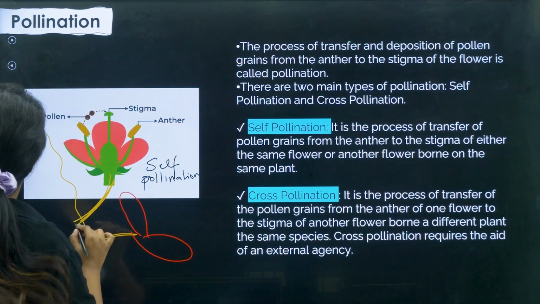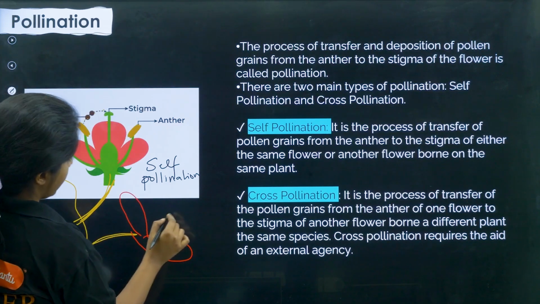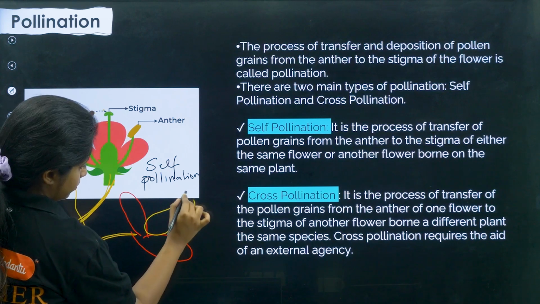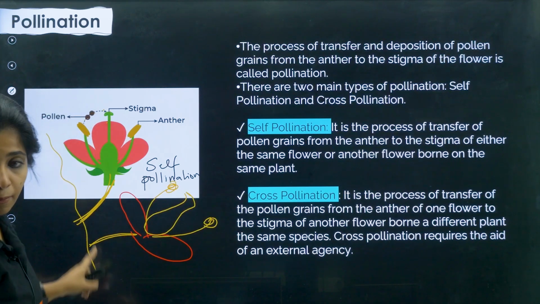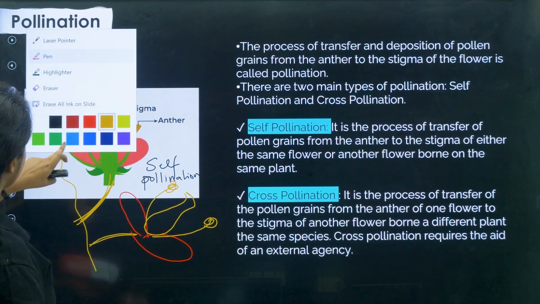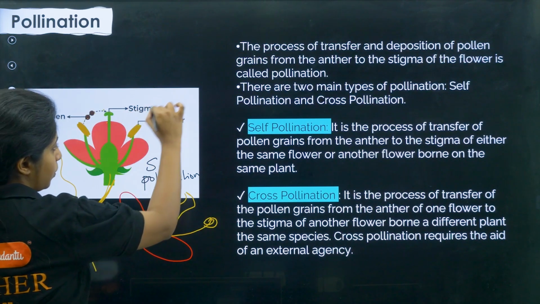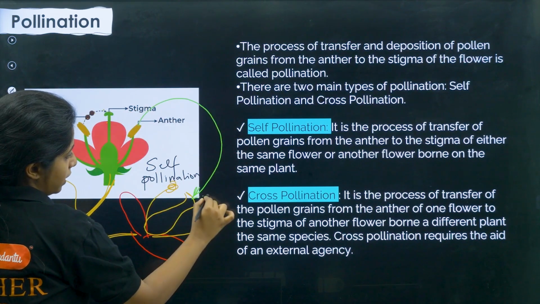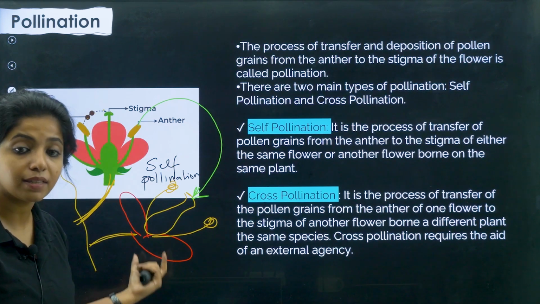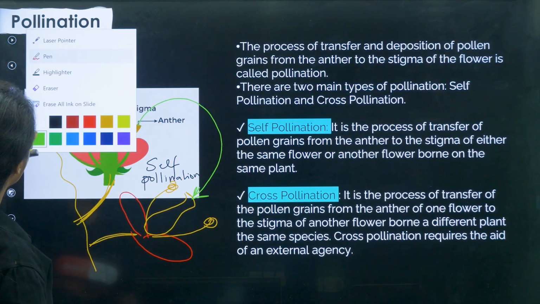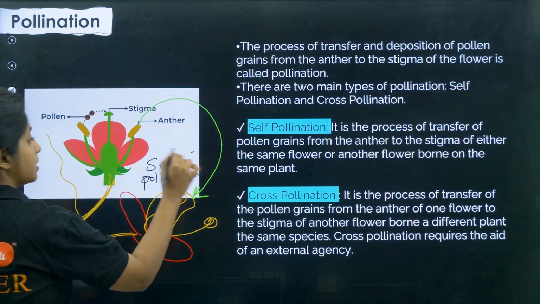Cool. Now, one more scenario I will tell. So, the flower is there. It also has the structures. This is in the same plant itself. Still, from the pollen to the stigma, it is coming and landing. On the same plant it is happening. Remember, it is happening in the same plant only. So what do you call this? You still call this self-pollination.